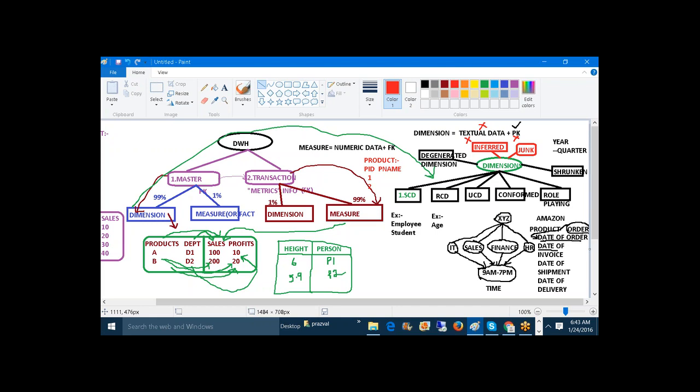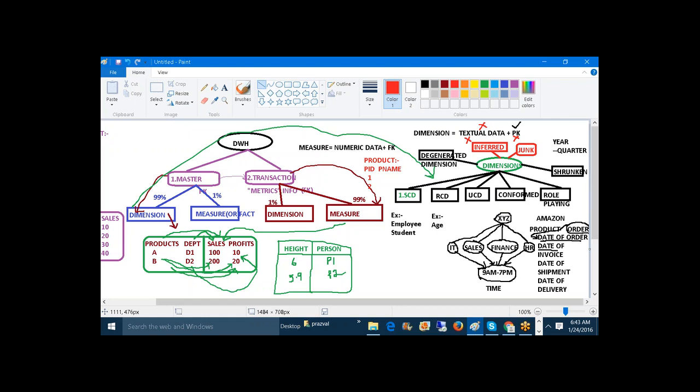The best example is age. And next, number 3, UCD. UCD stands for unchanged dimension. If the data in the dimension is constant and it is not changing at any time, then such a kind of dimension is known as unchanged dimension.